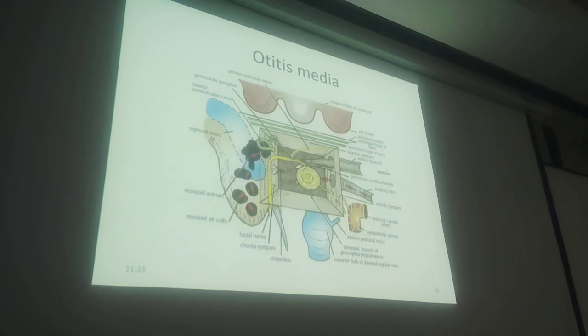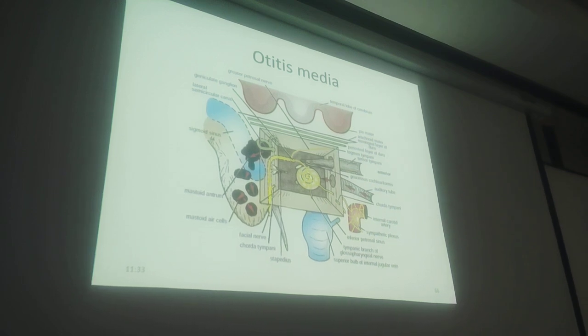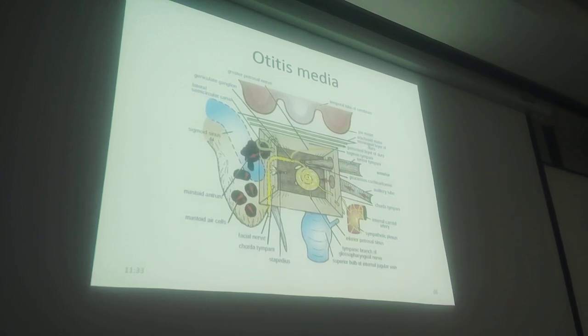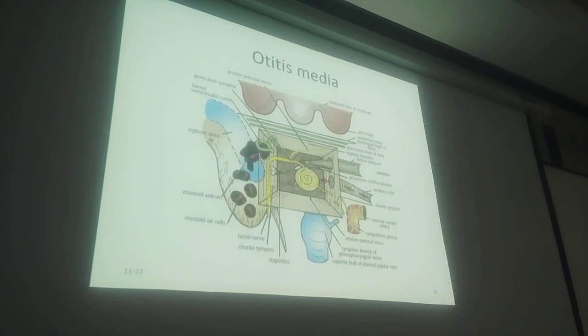Look at the relation posteriorly. There is the sigmoid dural venous sinus and the mastoid air sinus. So the infection can invade through the posterior wall and infect the mastoid or sigmoid sinus.